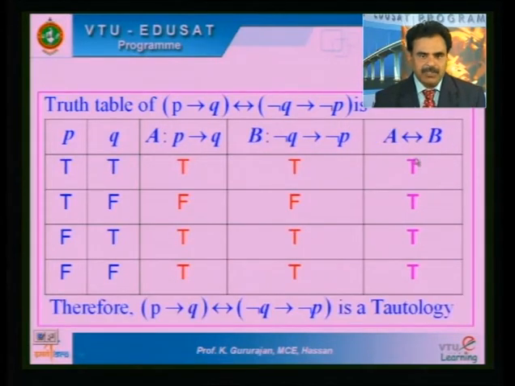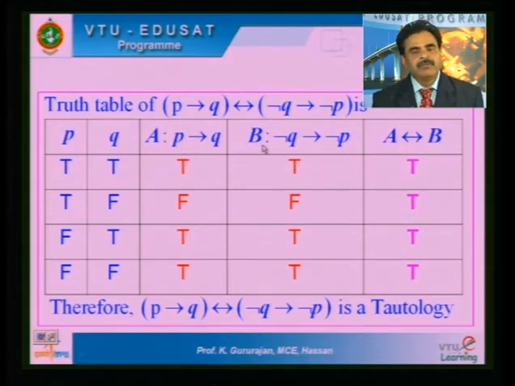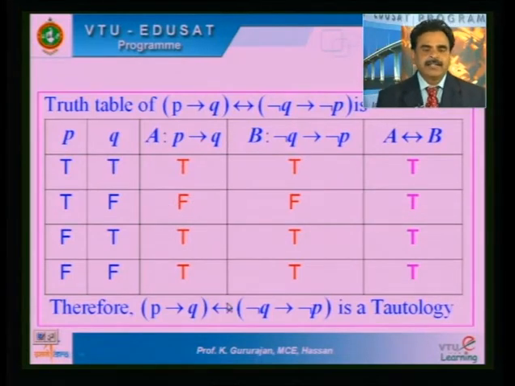If I construct the truth table by taking A as P implies Q, and B as negation Q implying negation P, we can find that A biconditional B will assume the truth value T always, because of the result, namely that A and B have the same truth values. So, once again I can claim that this formula is a tautology.